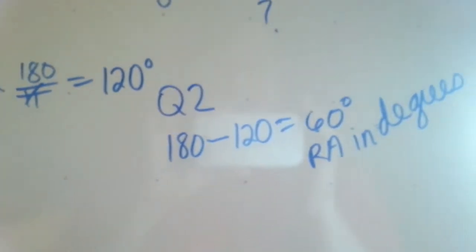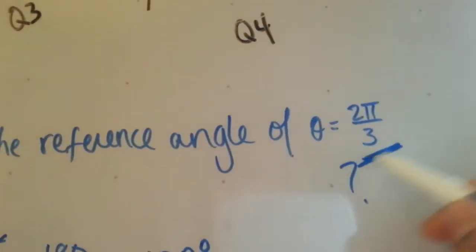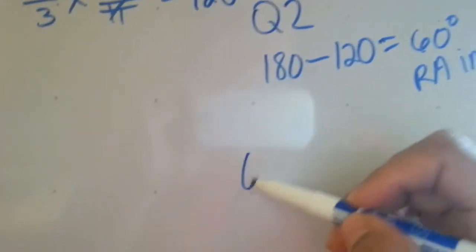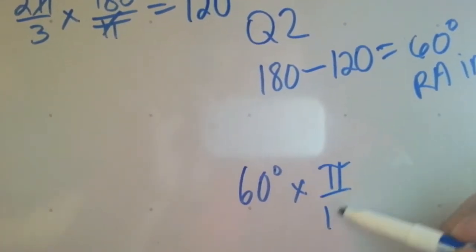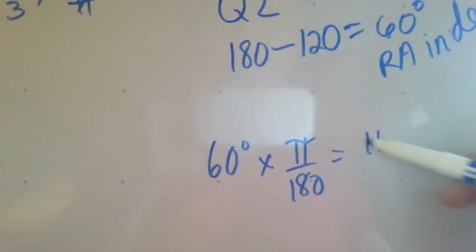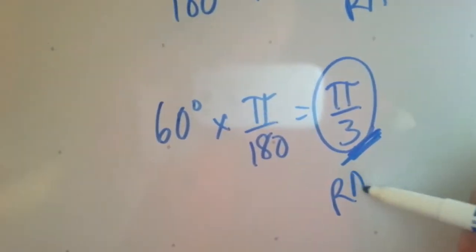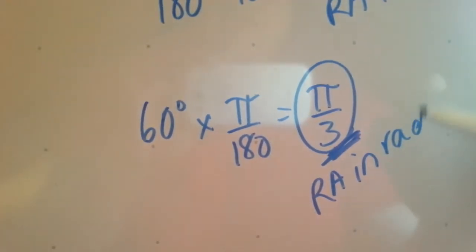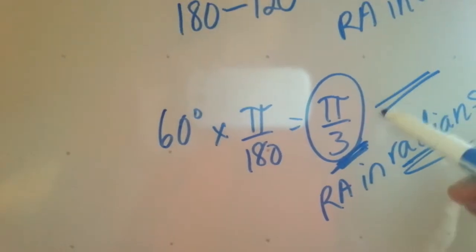We have to get this in radians because the initial question was in radians. So we have to convert 60 degrees back into radians, and you get pi thirds. This is the reference angle in radians. So this would be the answer that you would report.